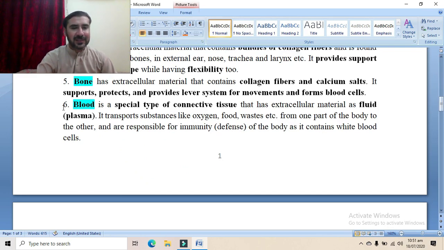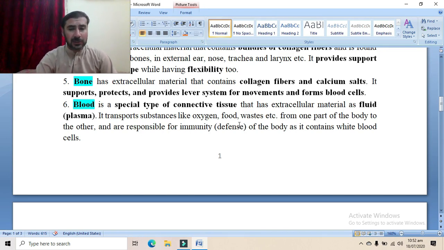And the sixth one, the last type of connective tissue, is the blood. Blood is a special type of connective tissue. You would not believe that blood is also a tissue. It is considered a tissue in biology. It has extracellular material as a fluid, plasma. This is a unique type of tissue which has the extracellular material, the matrix, made up of fluid, a plasma. And remember, plasma contains around 90 to 95% water. So it has an extracellular material which is a fluid, a plasma.